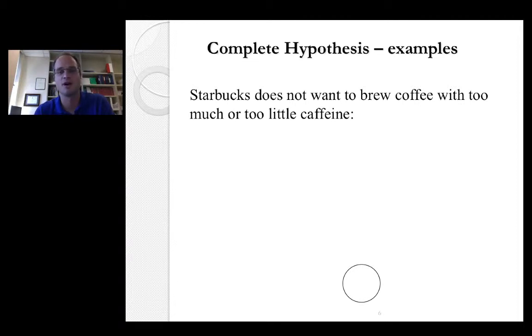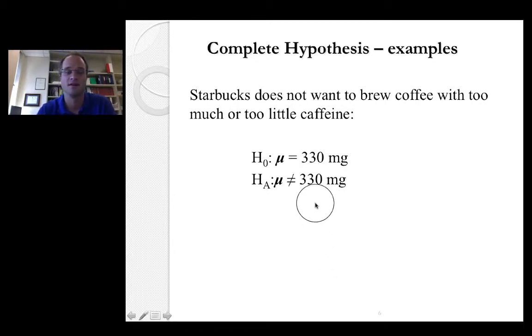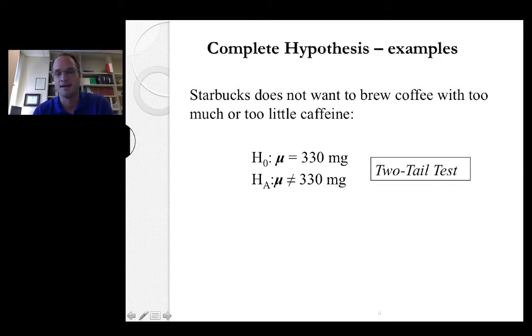Starbucks does not want to brew coffee with too much or too little caffeine. So you can imagine the following null and alternative hypothesis. The null is kind of the status quo, the benefit of the doubt, that the average caffeine content in a cup of grande coffee is 330 milligrams. The alternative is that it's something different. Notice the sub A for my alternative hypothesis. This is what you call a two-tailed test, right?